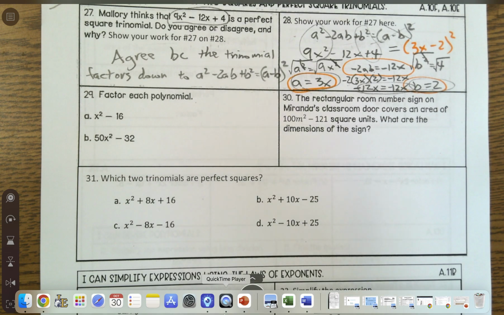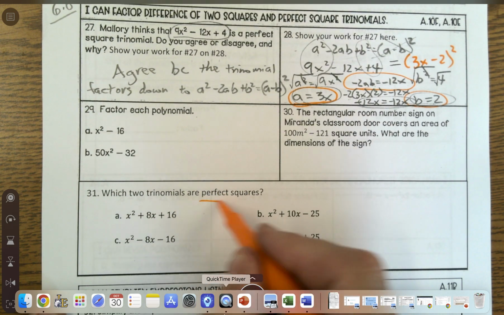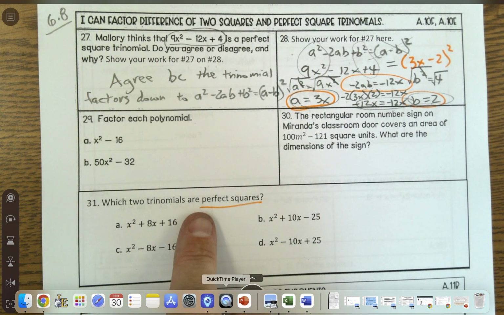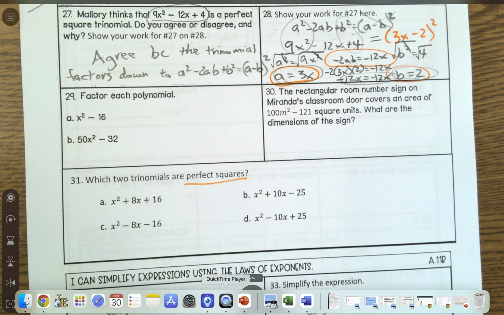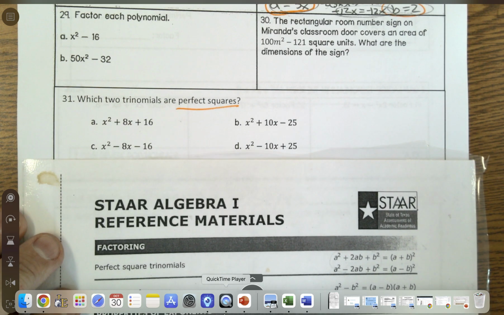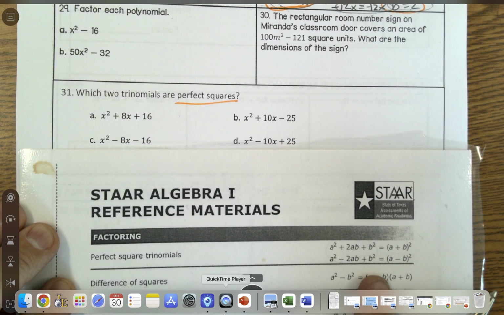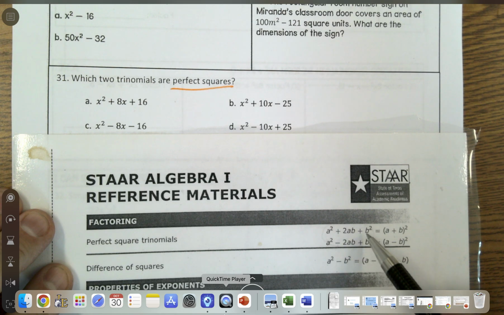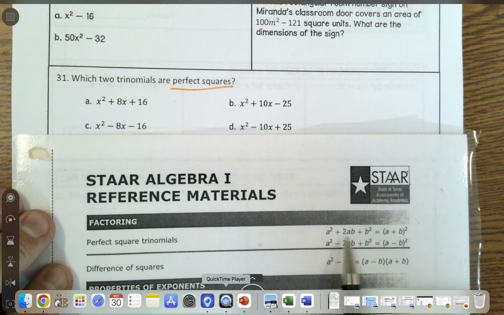So looking at number 31 now, because this is another one that has perfect squares, it says which two trinomials are perfect squares. And so I'm going to keep this one a little bit shorter than what I did in 28. 28, I kind of went a little overboard. On 31, I'm going to look at what perfect squares are on the mathematics chart. And remember, a squared plus 2ab plus b squared equals a plus b squared. They're also equal to a squared minus 2ab plus b squared equals a minus b squared. So notice we have two pluses in the first, and we have a minus and a plus in the second.